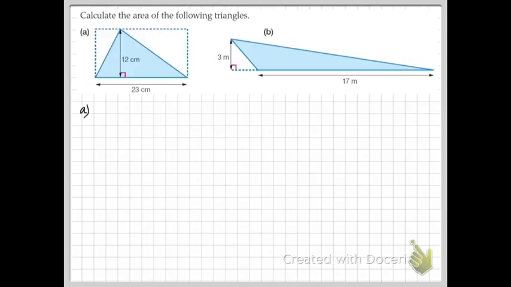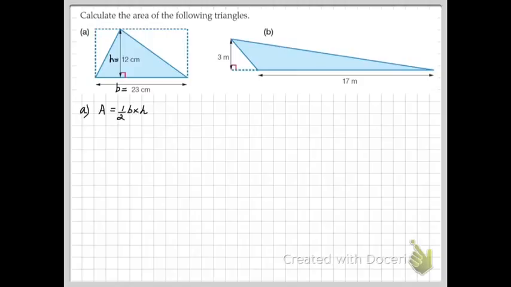Example A. Now here are the steps. First of all, we need to identify the base and the height. In this example, base is 23 centimetres, height is 12 centimetres. Make sure you label those on your diagram. The next step is to write down the rule, area equals half base times height.